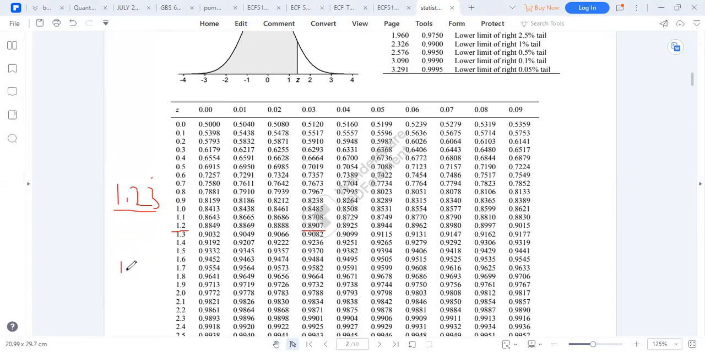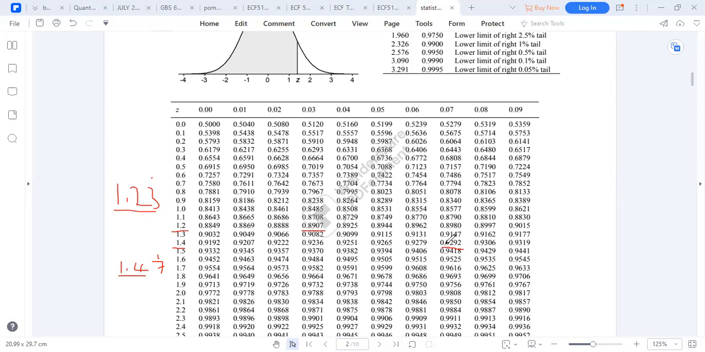What is the reading for 1.47? We go to 1.4 and under 0.07. So 1.4 under 0.07 there, we're going to find 0.9292. So this is reading the normal way.